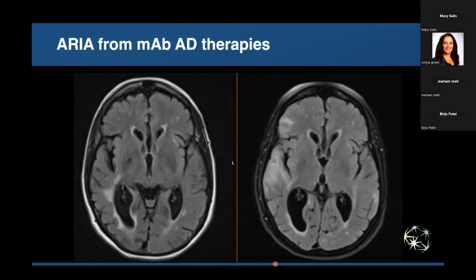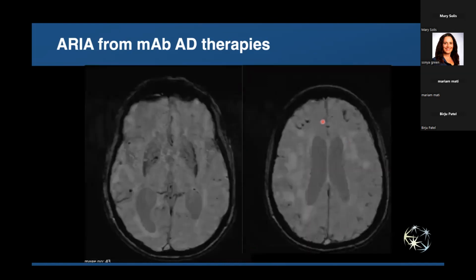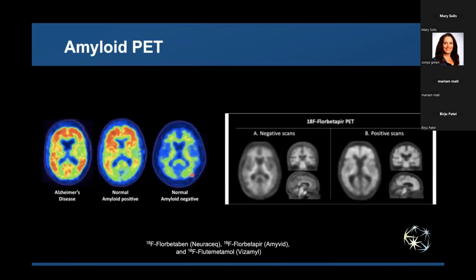In this particular case, the patient had both ARIA-E, which is edema or swelling, as well as ARIA-H. This is, again, that special scan that allows you to see the blood products. And you can see these little tiny spots here, as well as scattered throughout the brain, likely from the medication. Other types of imaging studies, and this is a whole discussion in itself, but radiopharmaceuticals, radiolabeled ligands that help us to label amyloid and other proteins in the brain, are also available.